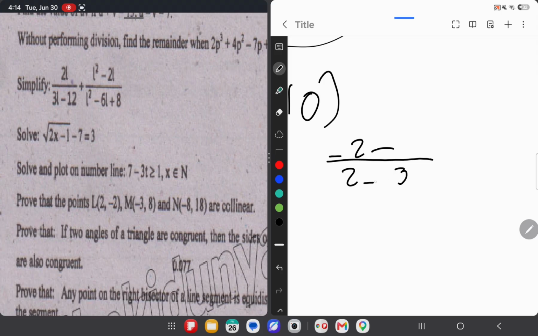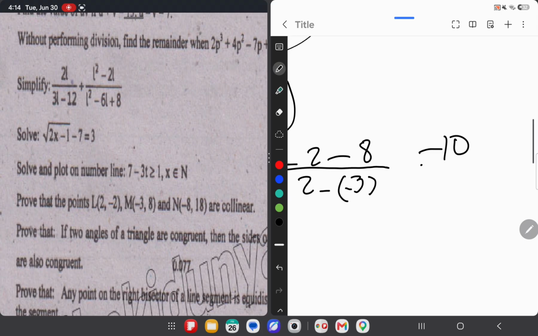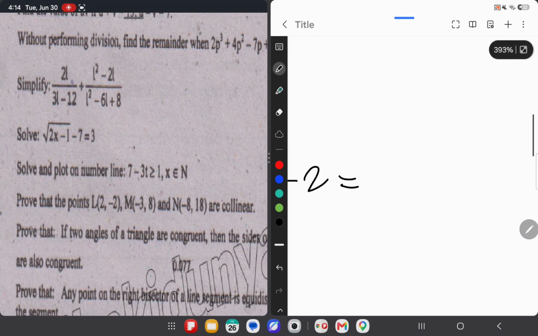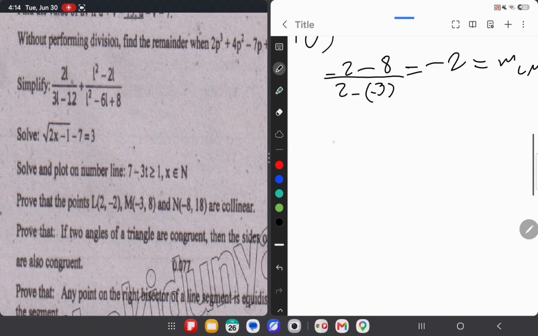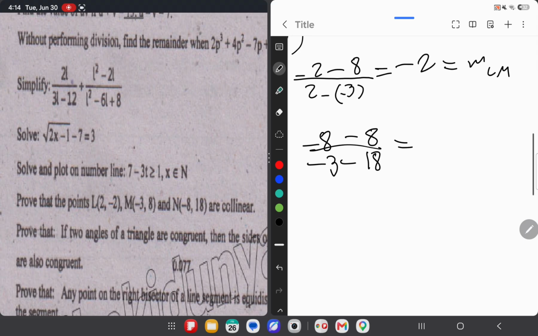negative minus 3, 8. So at the top we get negative 10, at the bottom we get 2 plus 3, 5, so this is negative 2. This is the gradient of LM. Nice. And next we get MN. For MN we have negative 8, negative 3, 8, 18. Nice. We get negative 16 all over negative 8.